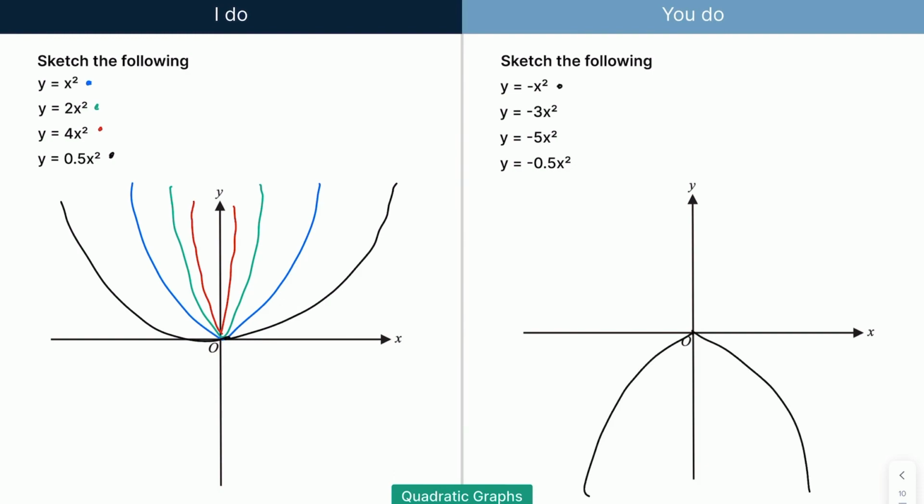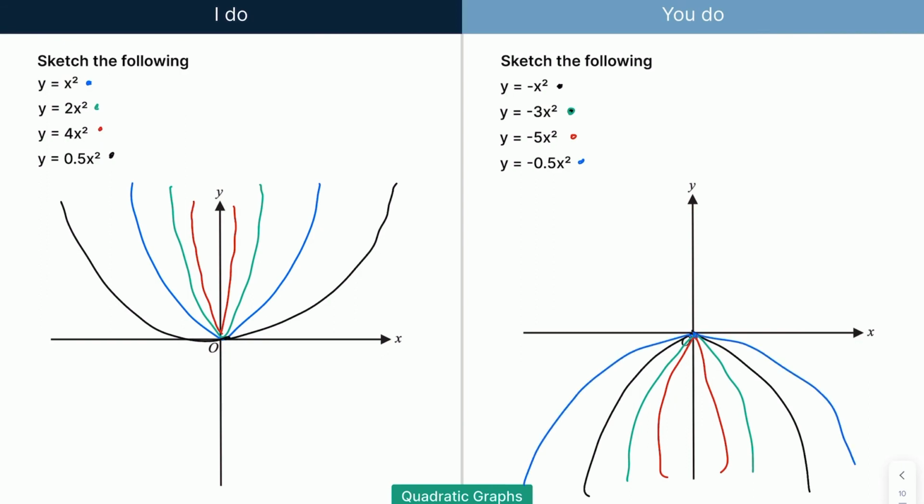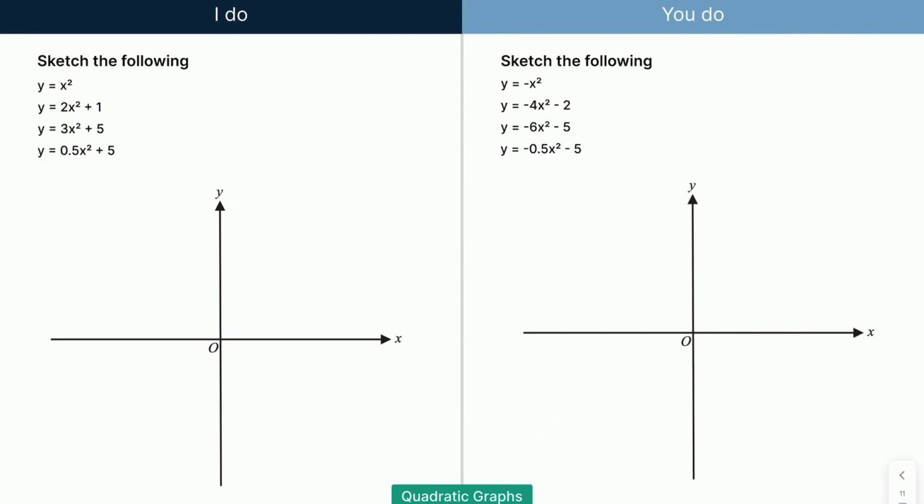So we've got the x squared there, the 3x squared. So that would just be the exact same thing, a little bit narrower. The next one's going to be even more narrow. And then finally, we have a half. What color have we not used? Blue. That would just be there. So now moving on. Again, we can start off with the easiest. So that's x squared. That's that done.